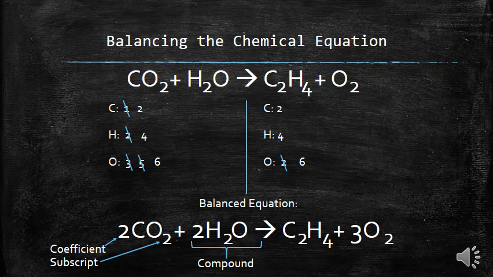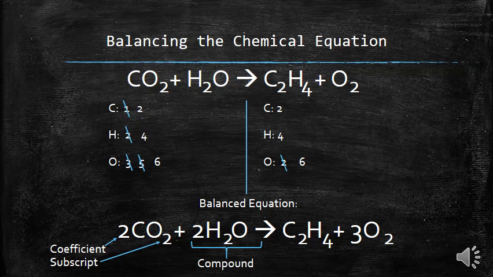So there was 1 atom of carbon, 2 atoms of hydrogen, and 3 atoms of oxygen before I balanced it. And then on the right side, where the products are, there was 2 atoms of carbon, 4 atoms of hydrogen, and 2 atoms of oxygen.